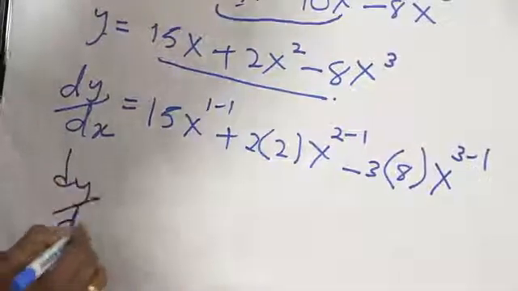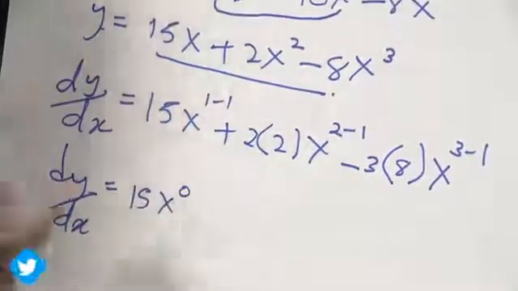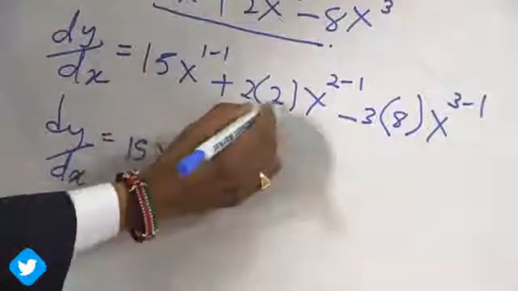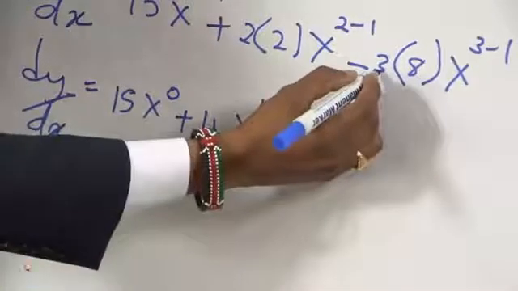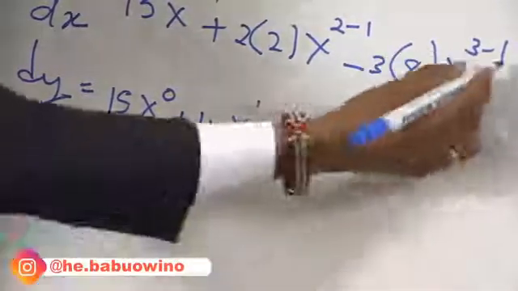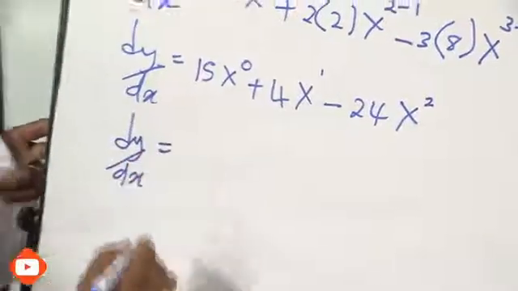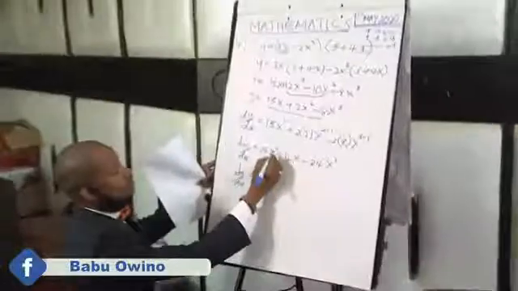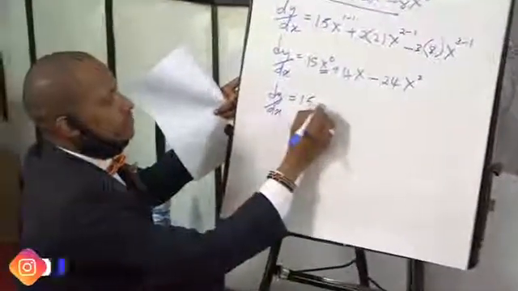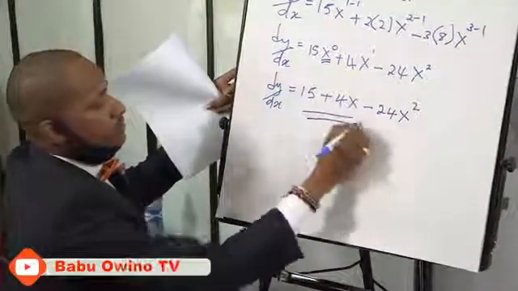So dy/dx equals 15x raised to power 0, since 1 minus 1 is 0, plus 2 times 2 is 4x, 2 minus 1 is 1, minus 3 times 8 is 24x, 3 minus 1 is 2. So from here, any number raised to power 0 equals 1, or any letter raised to power 0 equals 1. Therefore, x raised to power 0 equals 1. So this is 15 times 1 is 15, plus 4x, minus 24x squared. This is our answer.